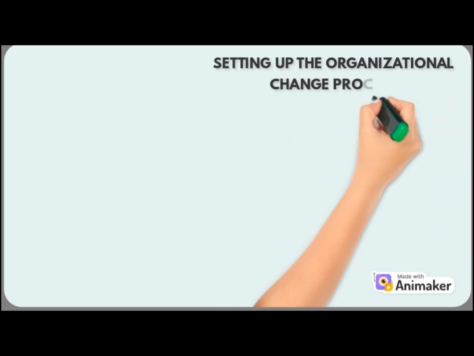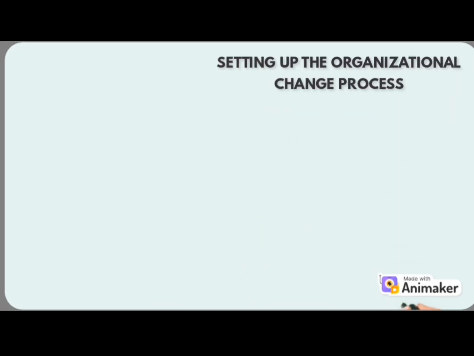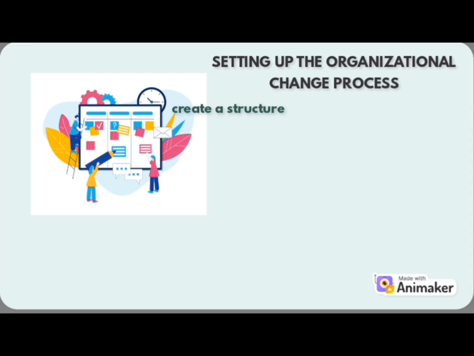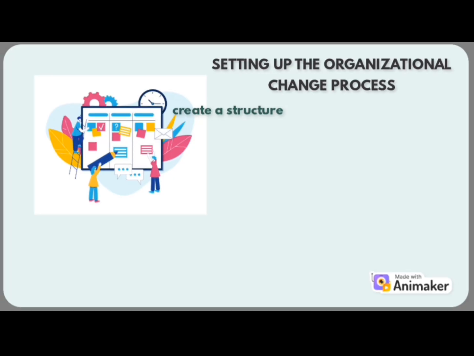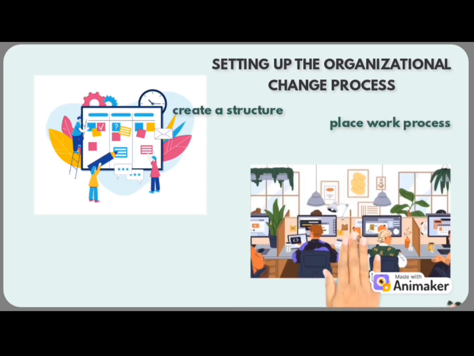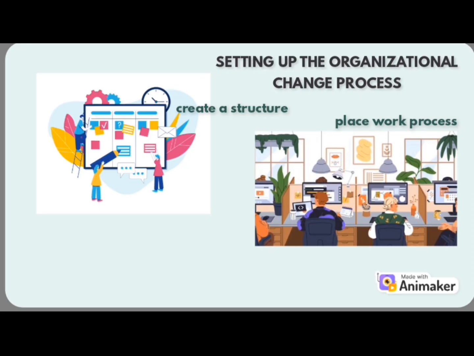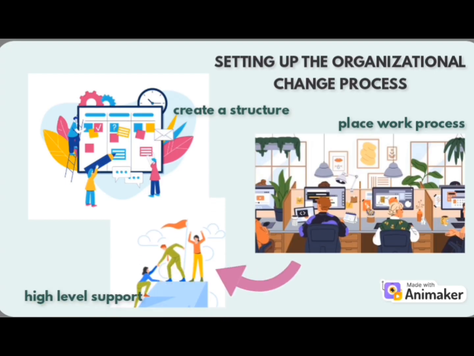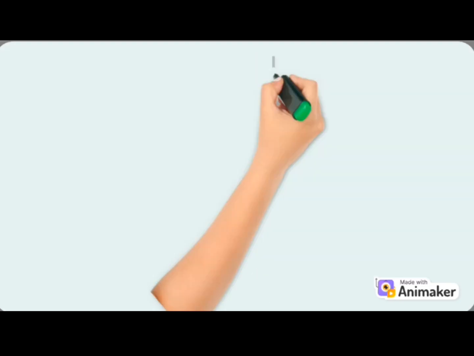Setting up the organizational change process. Having agreed on the vision and identified the goals, the organization is ready to create a structure that ensures the conditions are in place to start implementing change sustainably. This requires putting in place work processes dedicated specifically to the change process. Importantly, the structure should ensure that high-level support is maintained throughout the change process and that a strong change team is in place to take charge of the whole process.